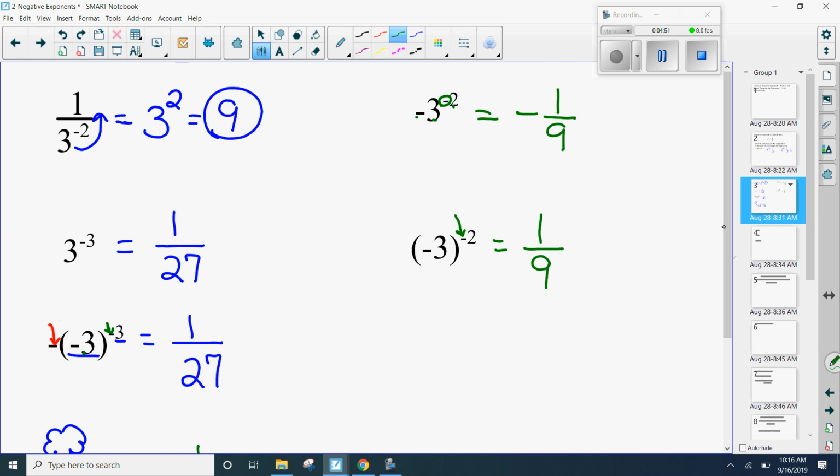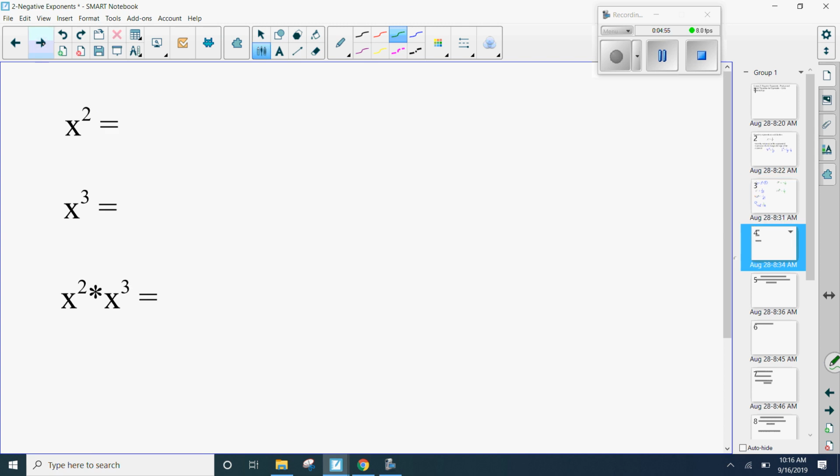Question. x squared, what does that mean? x times x. What does x cubed mean? So if I talk about taking x squared times x to the third, that's the same thing as x to the fifth.